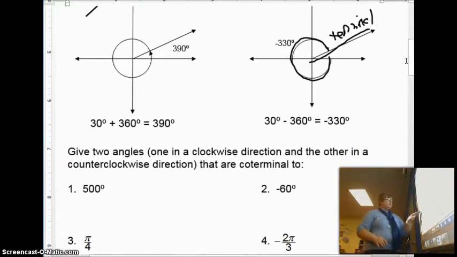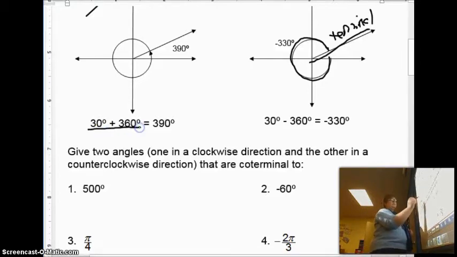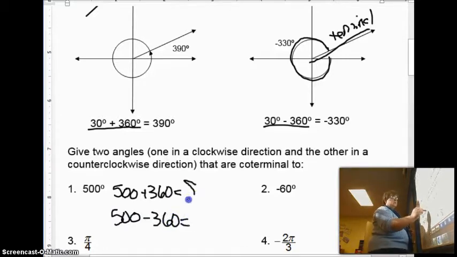So give two angles, one in a clockwise direction and the other in a counterclockwise direction, that are coterminal to 500 degrees. Right, we had 30 plus 360, 30 minus 360, so we're going to operate that same way. We're going to have 500 plus 360 and 500 minus 360. So 500 plus 360 is 860 degrees. 500 minus 360 is 140 degrees.